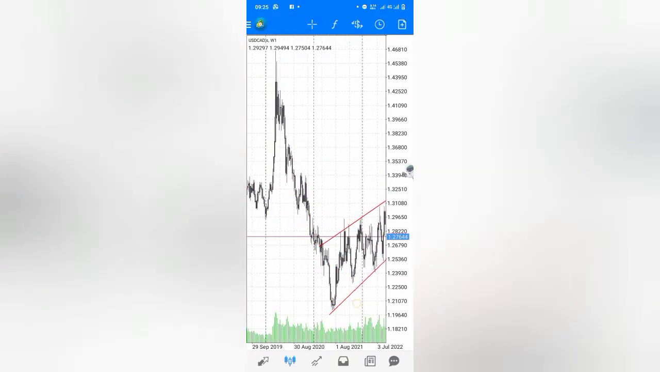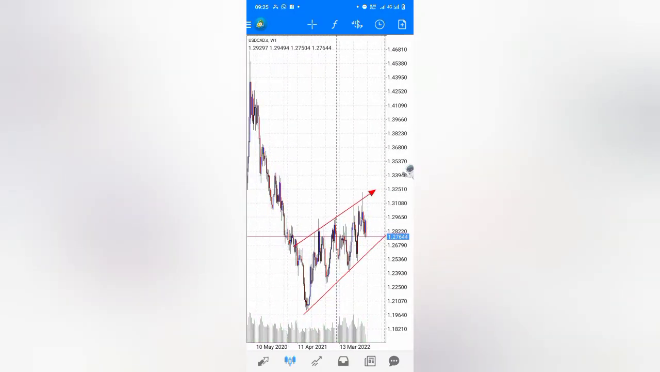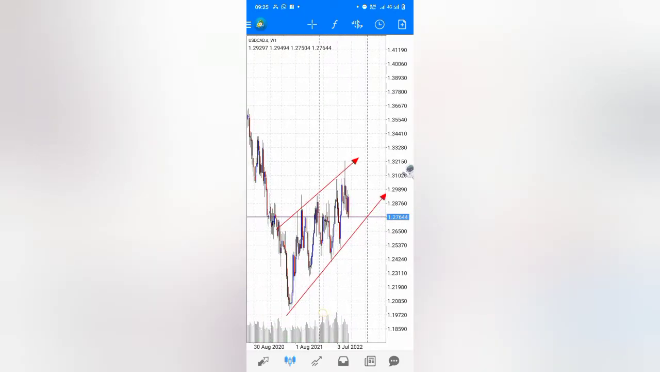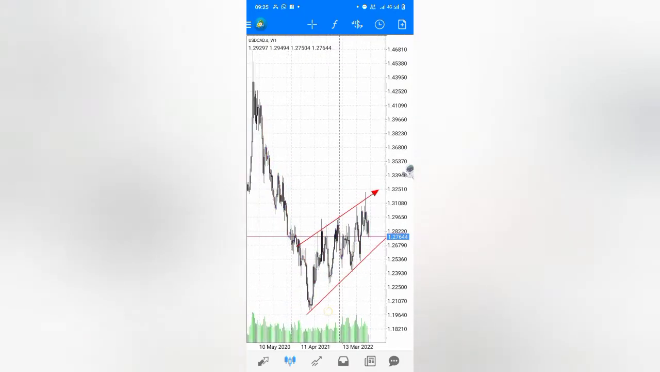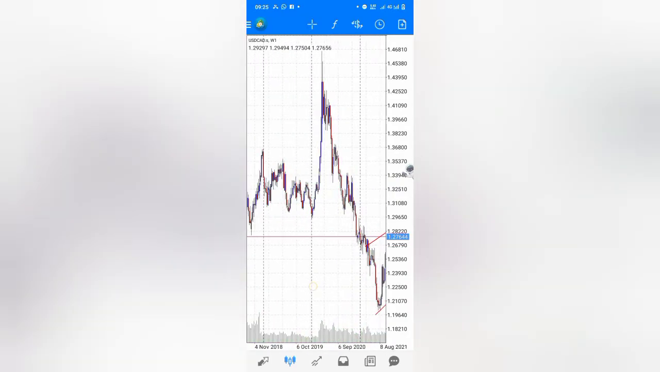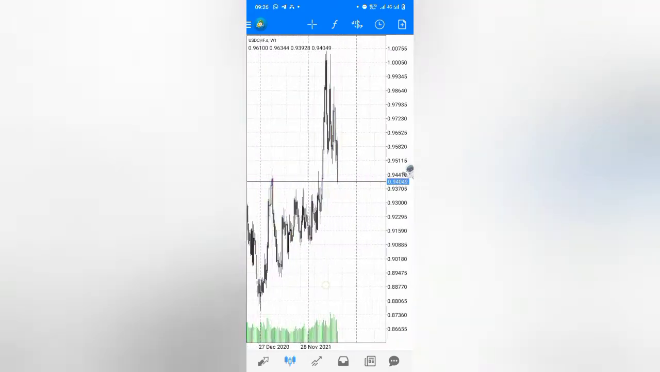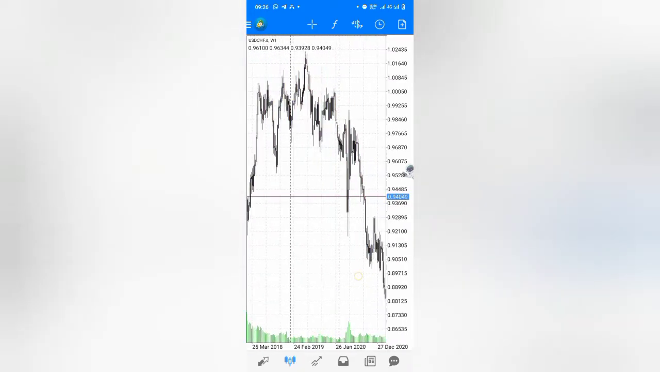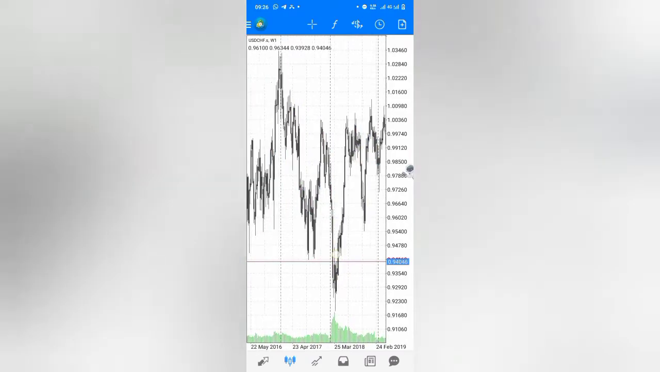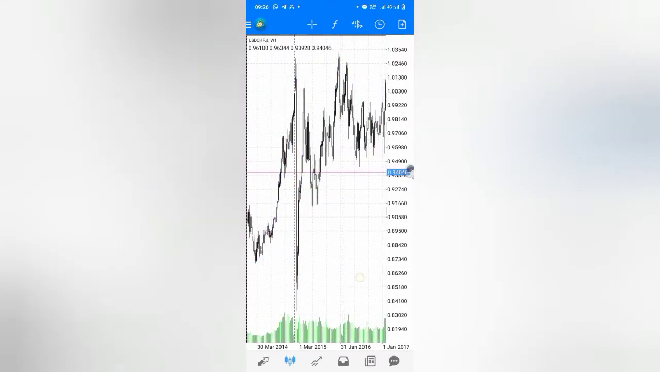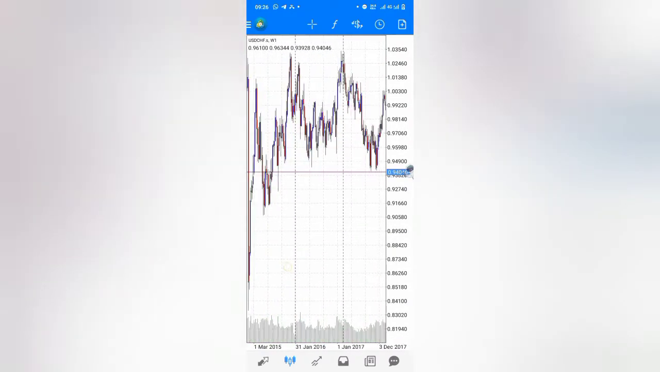Now let me check another trend, the sideways trend. Let me see if I can get it somewhere around here. Okay, let me check this USD CHF. The sideways trend, they don't usually get noticed, but I'm going to try my best to find it out for you.